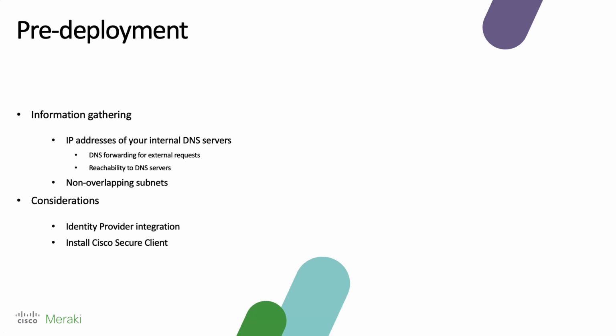You'll also want to ensure that we have a couple of subnets carved out so that they're non-overlapping with anything else in your infrastructure. A couple of additional considerations. You may want to consider doing the identity provider integration beforehand, but this can also be done post-deployment of the VPN as a service. And you'll also want to get Cisco Secure Client installed so you can then connect to the VPN. I recommend doing this post-deployment as there'll be some UI elements which will be revealed, which will allow us to download and install all the components that we need.